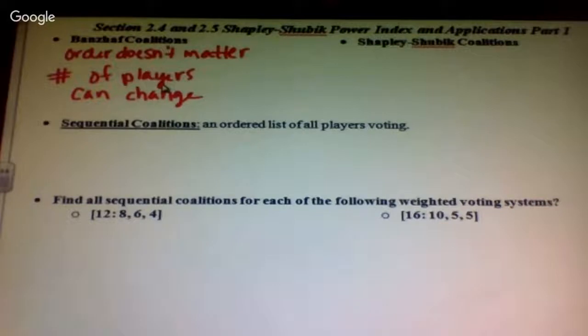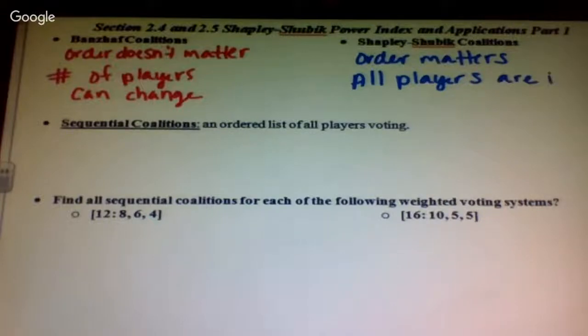Today we're going to talk about the Shapley-Shubik coalition. One thing you need to know about these is order matters. The second thing you need to know about these is all players are in every coalition. So if you have 5 players, you need to have all 5 in every coalition that you create.